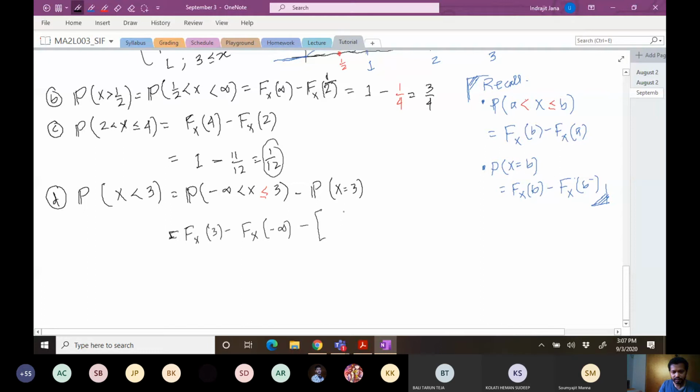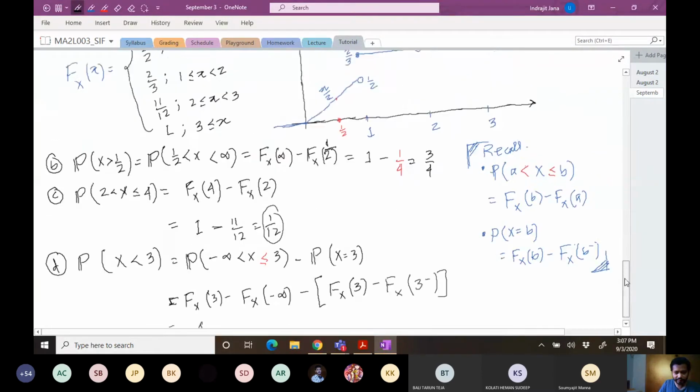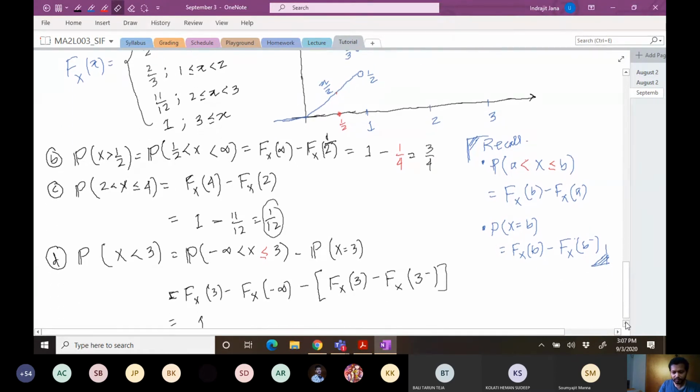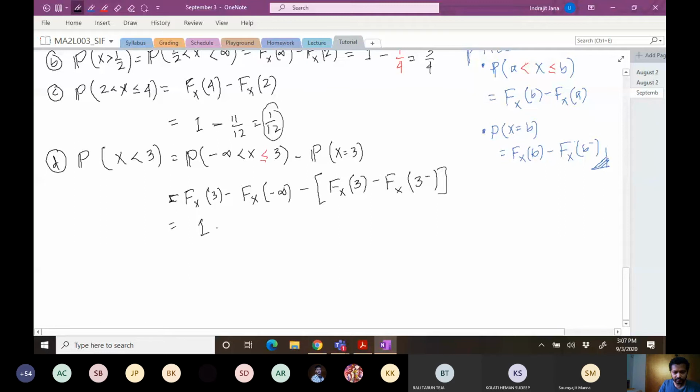What is probability x equal to 3? That is F_X at 3 minus F_X at 3 minus. Now F_X(3) is 1. If you again see the description of the problem, it says that when x is equal to 3, it is equal to 1. So that's why I put 1. Now F_X(negative infinity) is 0, you know that. Minus F_X(3) is also 1.